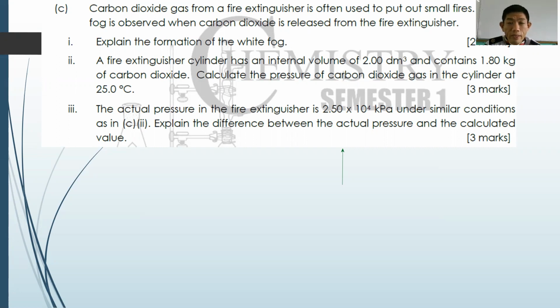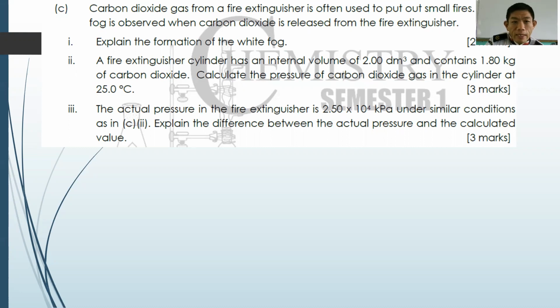Okay, so the white fog, as I already mentioned previously, is formed as a result of the carbon dioxide in the liquid form vaporizing. When it vaporizes, it absorbs heat from the surrounding. So when it absorbs the heat from the surrounding, the surrounding becomes cool. When the surrounding becomes cool, the water vapor from the surrounding undergoes condensation. That means from water vapor back to become liquid. And that water vapor becoming liquid is the one that you observe as the white fog in here.